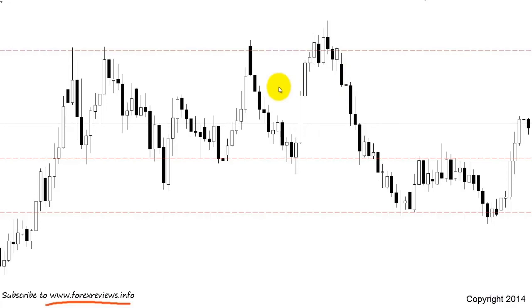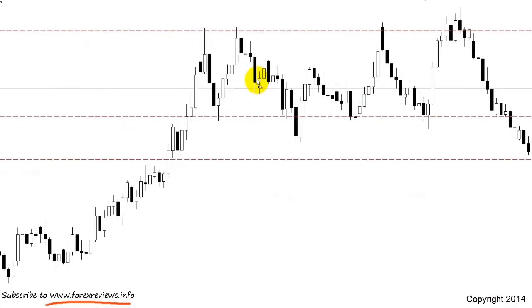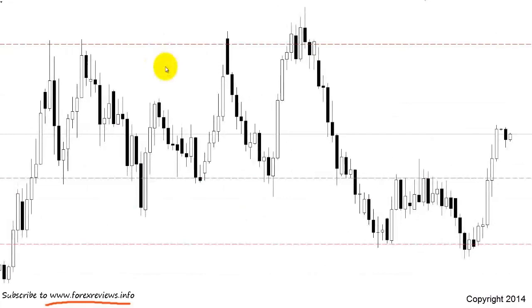Right? And they work over and over and over again. Also, as another benefit, you only have to check the charts once a day. Or, in the weekly perspective, you only have to check it once a week. Very easy, guys.